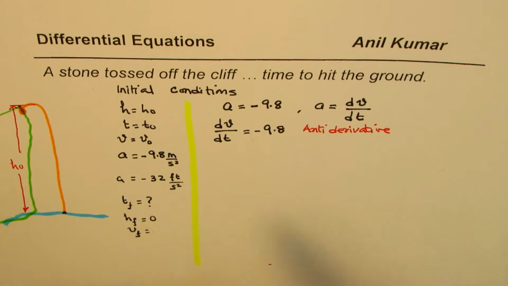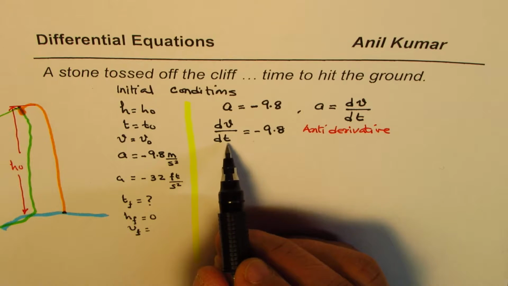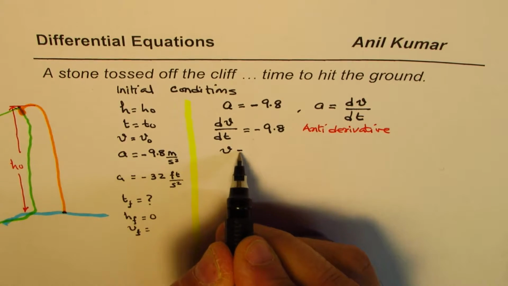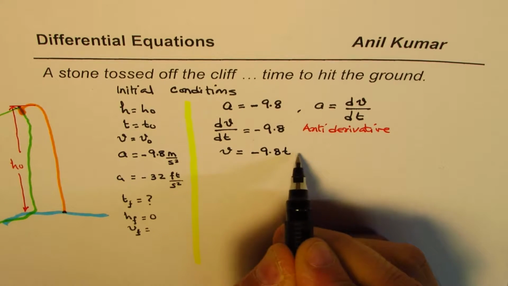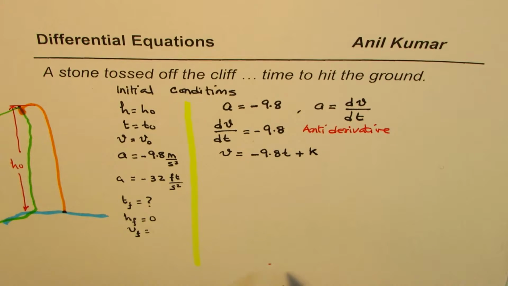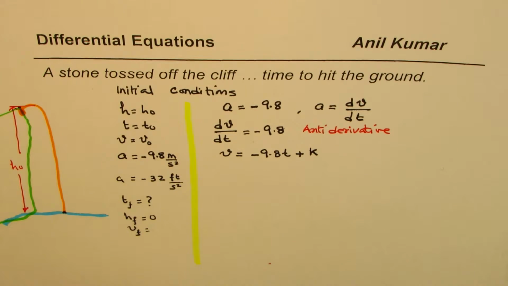So it is a constant. Antiderivative should be a constant times the independent variable, and what we get from here will be velocity equals to minus 9.8 t plus some constant. Let me call this k. To find this constant, we should use initial conditions, right?